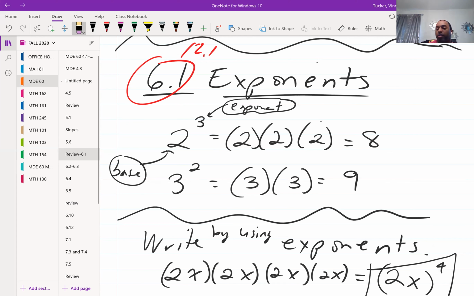2 to the third power is 2 times itself 3 times. 3 to the second power will be 3 times itself 2 times. And then you get 8 for 2 to the third power, and 3 to the second power would be 9.